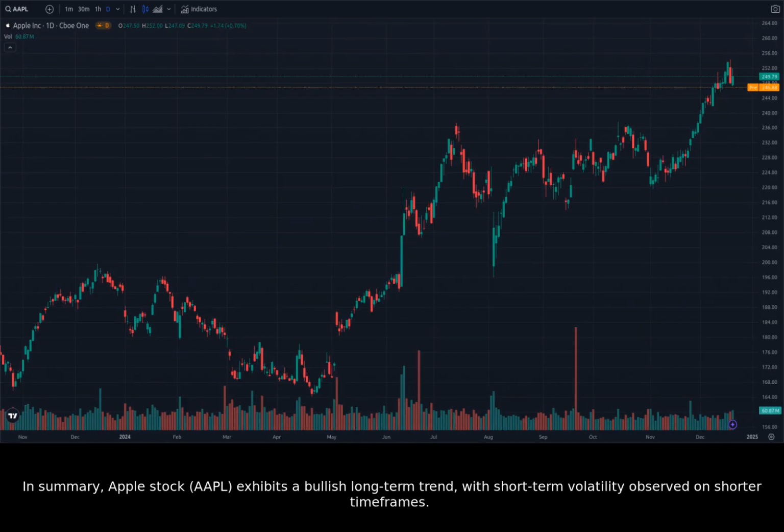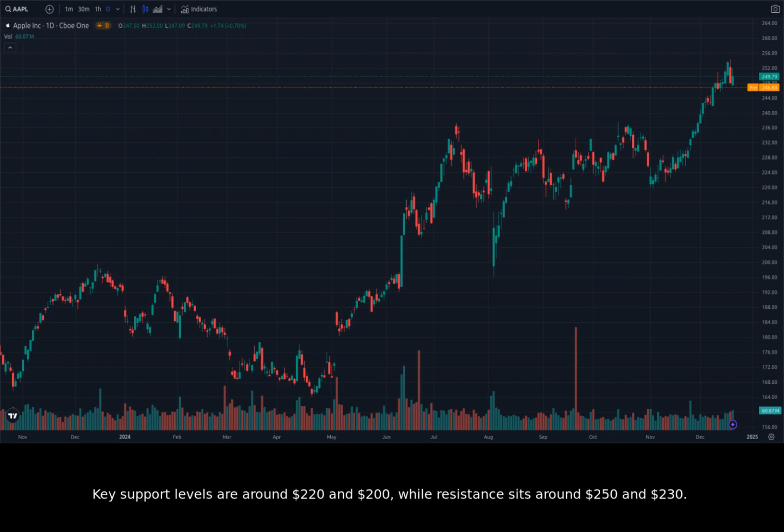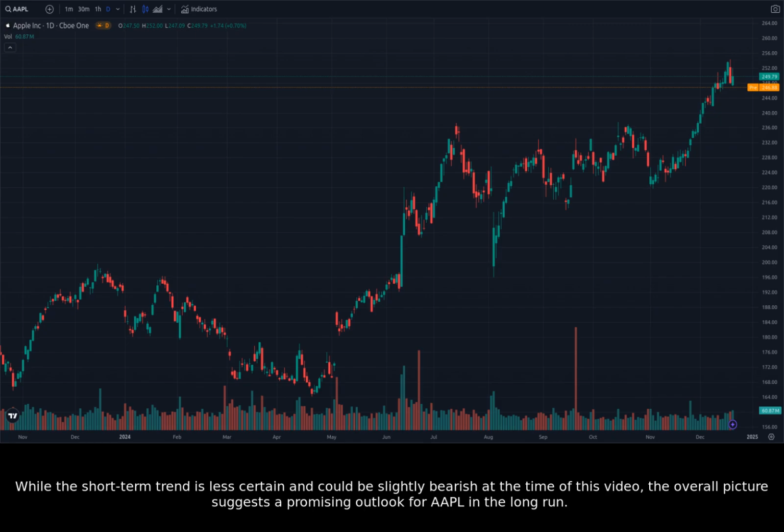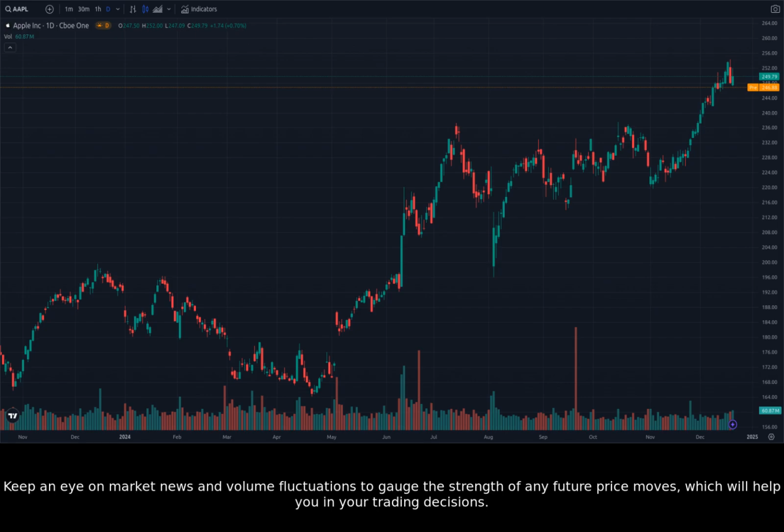In summary, Apple stock, APL, exhibits a bullish long-term trend, with short-term volatility observed on shorter timeframes. Key support levels are around $220 and $200, while resistance sits around $250 and $230. While the short-term trend is less certain and could be slightly bearish at the time of this video, the overall picture suggests a promising outlook for Apple in the long run. Keep an eye on market news and volume fluctuations to gauge the strength of any future price moves, which will help you in your trading decisions.